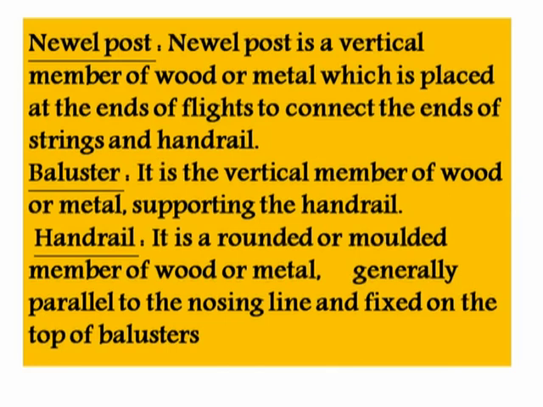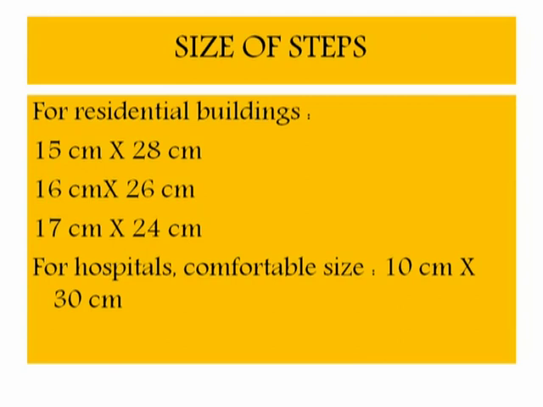A number of vertical members are provided to support the handrail, and these vertical members are known as the balusters. Handrail is a rounded or molded member of wood or metal, generally parallel to the nosing line and fixed on the top of the balusters. As the name suggests, this rail is used for support by the person who is climbing the stair.